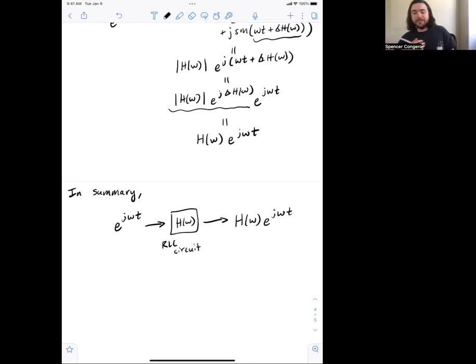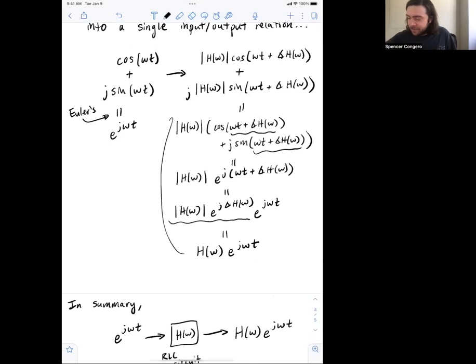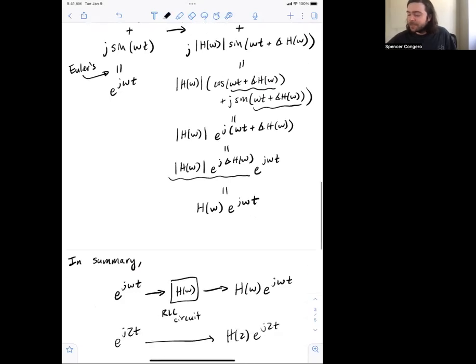So if I put in e to the j2t, what I would get out would be h of 2 times e to the j2t. Using this property, I would get out the frequency response evaluated at omega equals 2, times e to the j2t. And if you took real parts of both sides, you would get the cosine property we said above. Cosine of 2t goes in, and you'd undo everything we did here, and you'd get exactly this: magnitude of h of 2 times cosine of 2t plus angle of h of 2. You can try it. It's pretty much what we did here, just backwards.